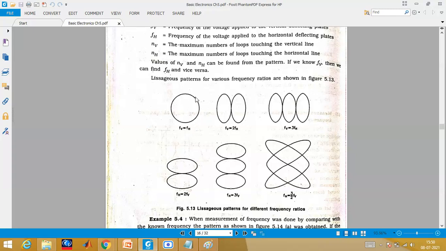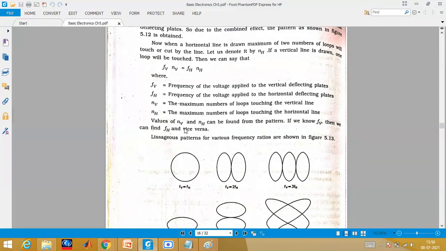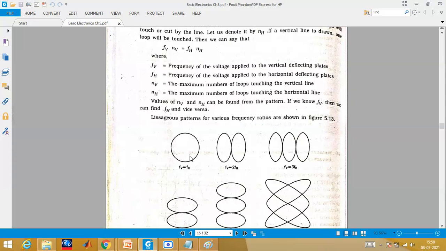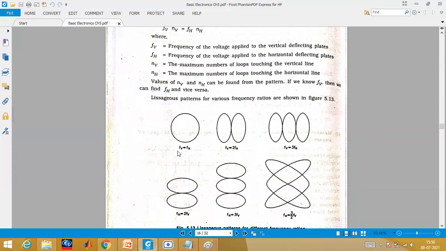So they may give you this in an objective question. They may give you a circle and ask what are the horizontal and vertical deflection frequencies. Okay, the options they will be giving: FV equal to FH, FV equal to 2FH, FV equal to 3FH, or FV equal to FH by 2, any options. So the right one will be FV equal to FH. Now I'll explain how we can calculate others also.